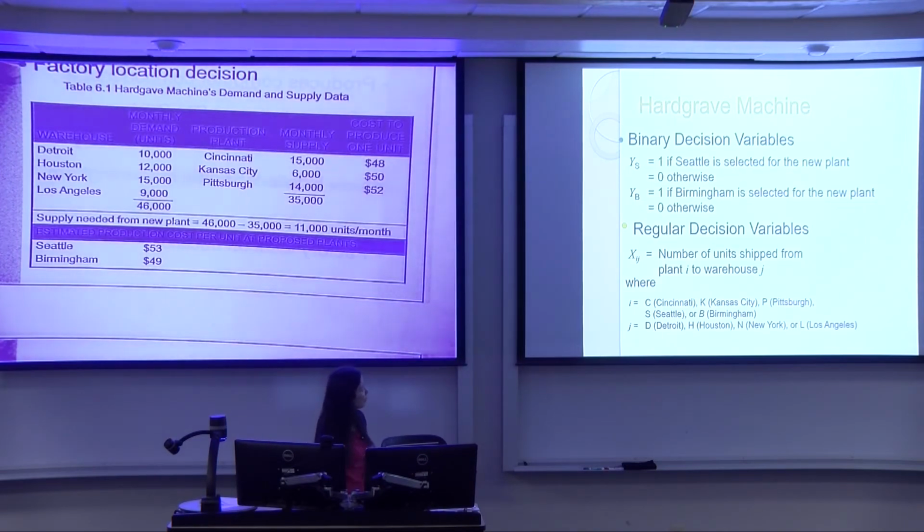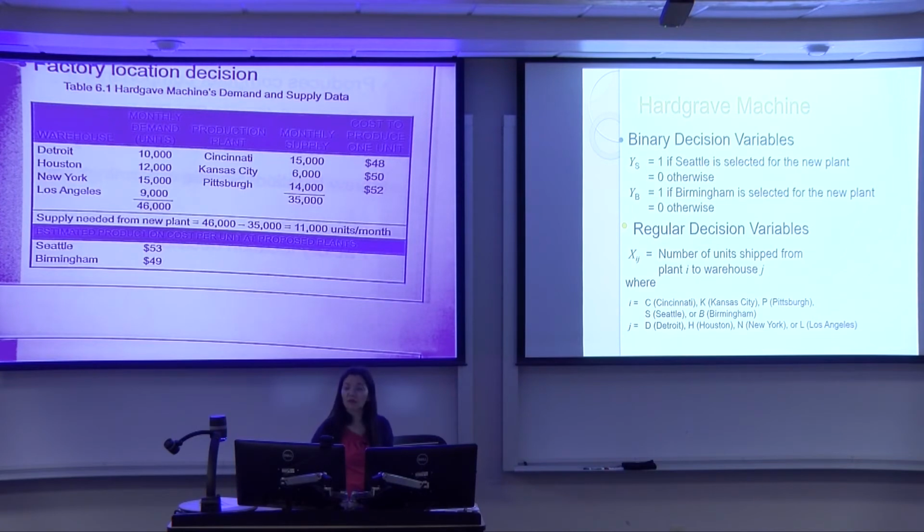So we have two kinds of decision variables. One is the binary decision variable. We use YS to denote whether Seattle is selected for the new plant. If it is selected, it equals 1, otherwise it equals 0. The same for YB. YB is the indicator variable for Birmingham. If Birmingham is selected for the new plant, this decision variable equals 1. Otherwise, it equals 0.